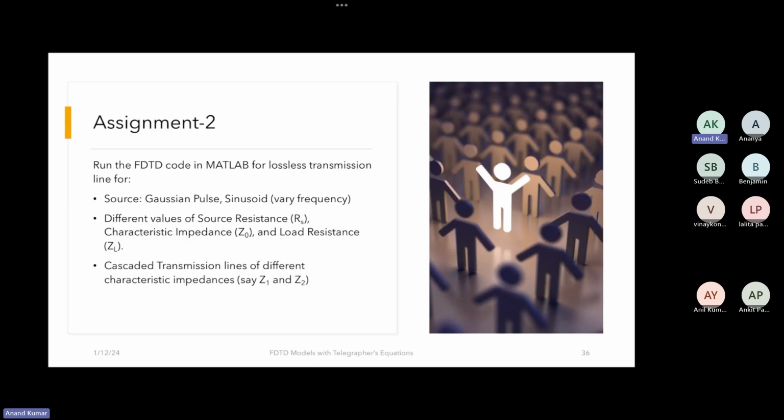And for the assignment, I'll be sharing the MATLAB code, the FDTD code for this lossless transmission line. I request you to run it for different Gaussian pulses, sinusoids, and get familiar with the excitation. Run it for different source resistance, characteristic impedance, and load resistance values. I showed you the case RS equal to Z naught equal to ZL, and RS equal to Z naught not equal to ZL. The third case you can try is RS not equal to Z naught not equal to ZL.